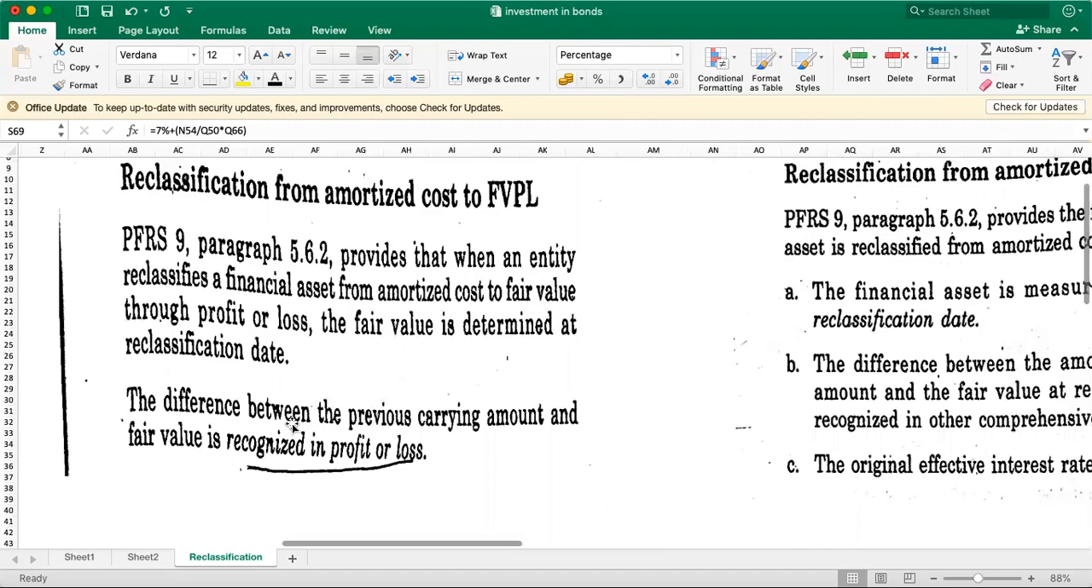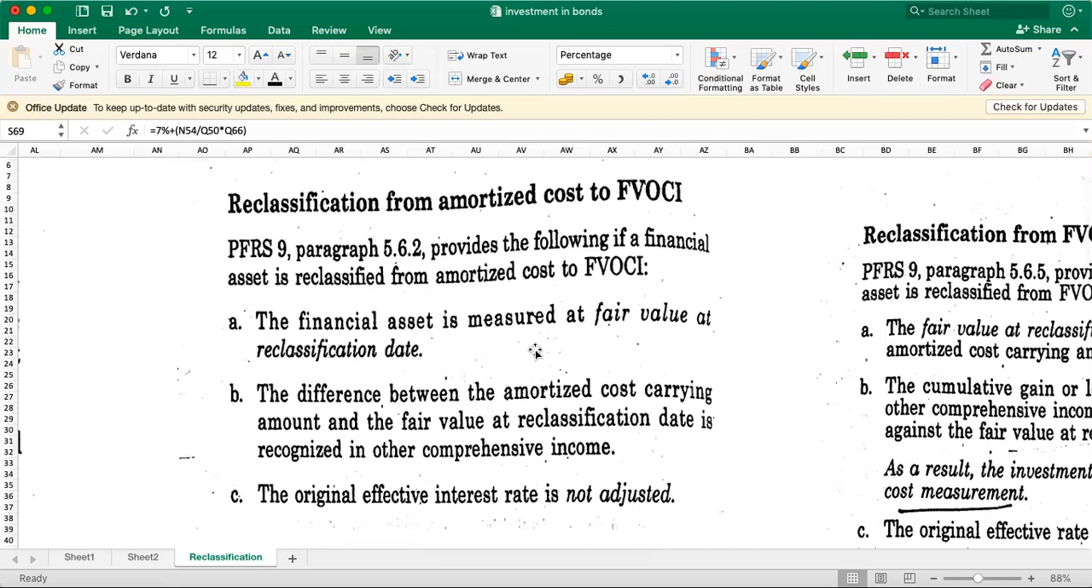So therefore, kanina dito, profit or loss yung difference. Dito naman, yung difference between the carrying amount compared to the fair value is reported or recognized in other comprehensive income because OCI ito, di ba? So any difference is reported under other comprehensive income. Okay, then the original effective interest rate is not adjusted. No need to adjust the effective rate.